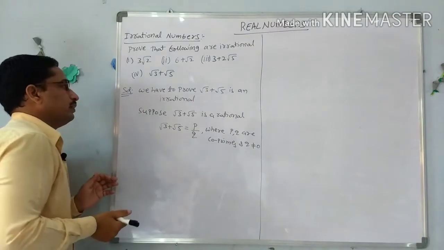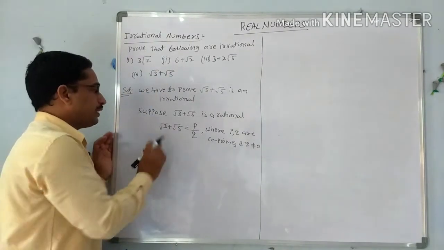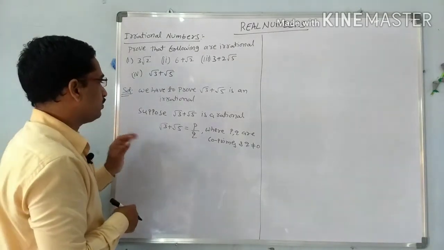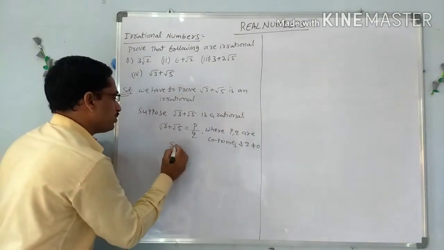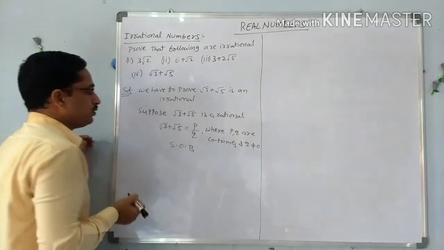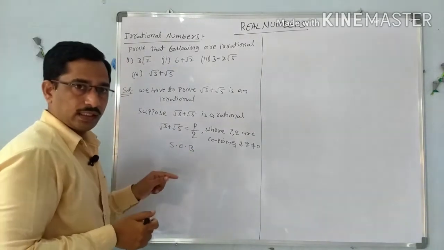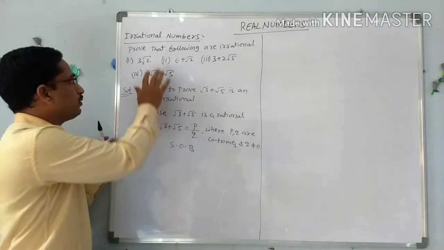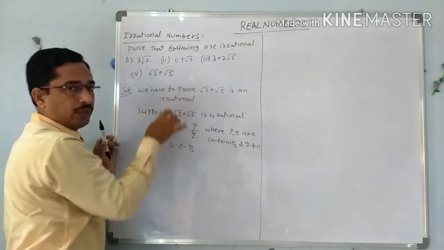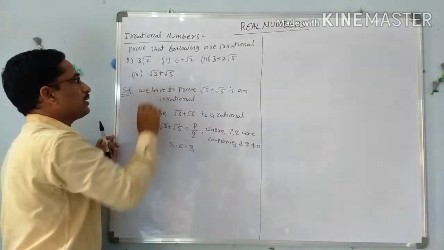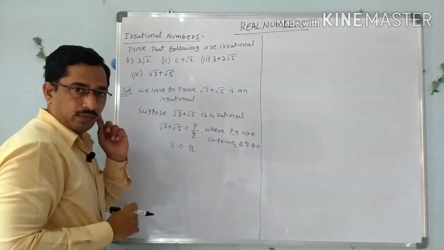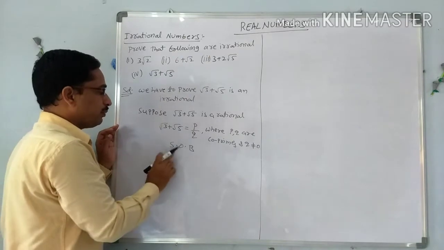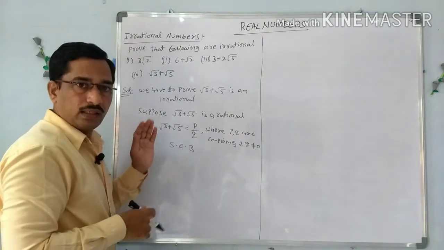Now here, unlike in the previous model problems, we cannot directly separate root 3 and root 5. So we have to do one more step, squaring on both sides. Observe the difference between the previous problems and this fourth problem. Earlier only a single root term was there, but in the fourth problem there are two root terms. So if any problem contains two root terms separated by either plus or minus, then we have to apply one more step, that is squaring on both sides.